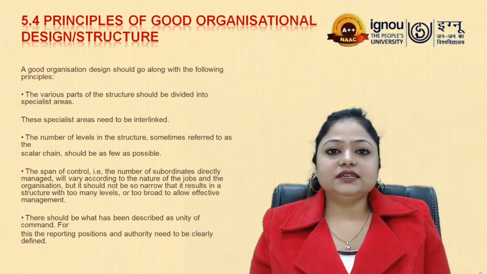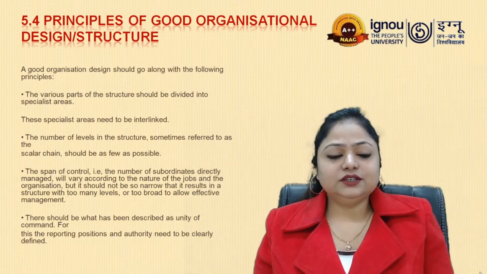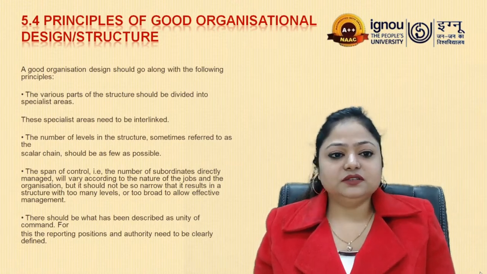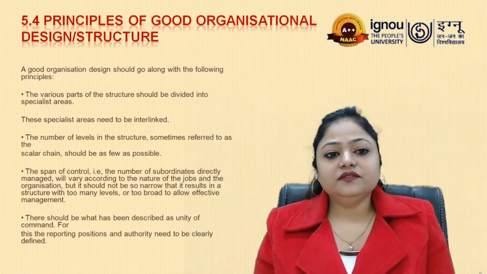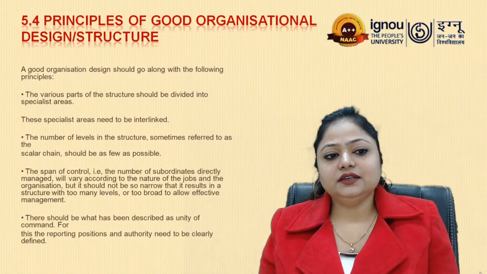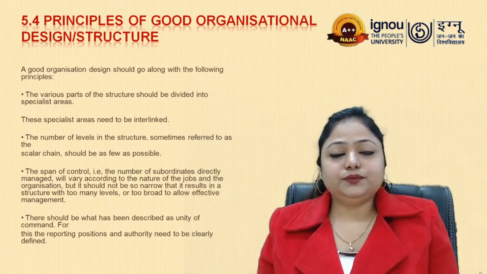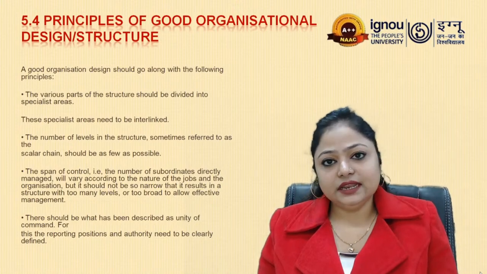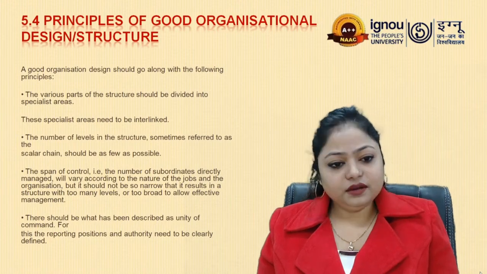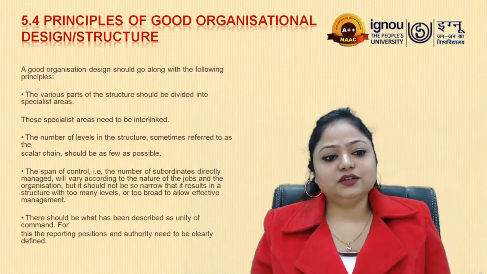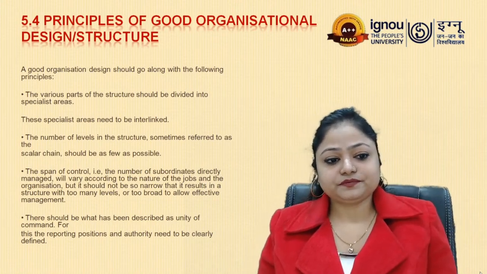Now, good organizational design should go along with the following principles. These are the set of principles which guide how the organizational design or structure should be. So, the various parts of these structures should be divided into specialist areas, and these specialist areas need to be interlinked because they are all interdependent in nature. Then the number of levels of structure, sometimes referred to as the scalar chain, should be as few as possible.